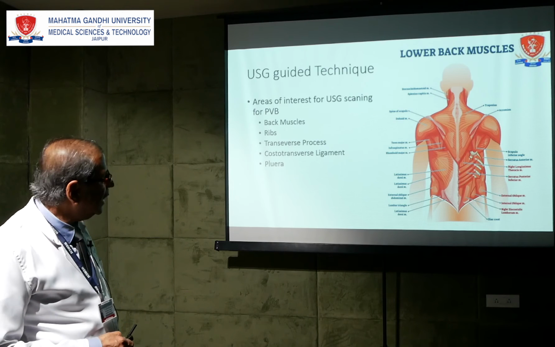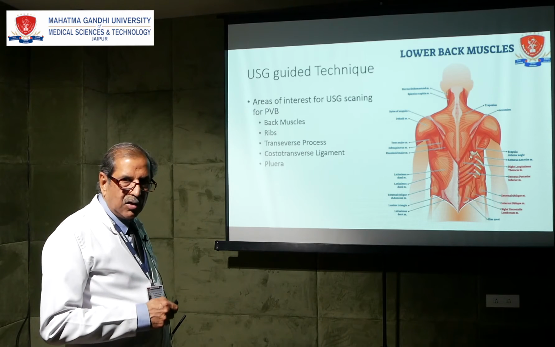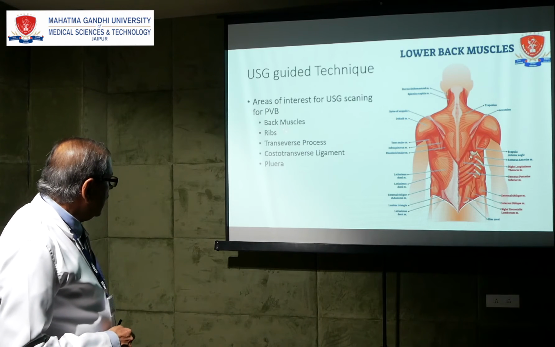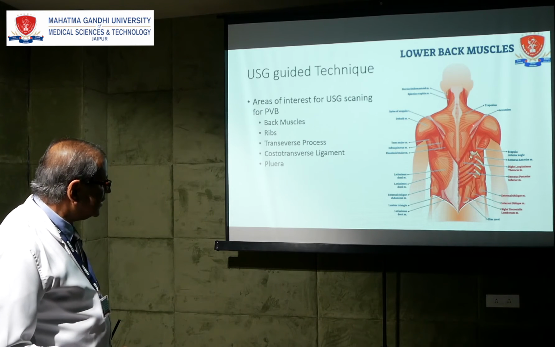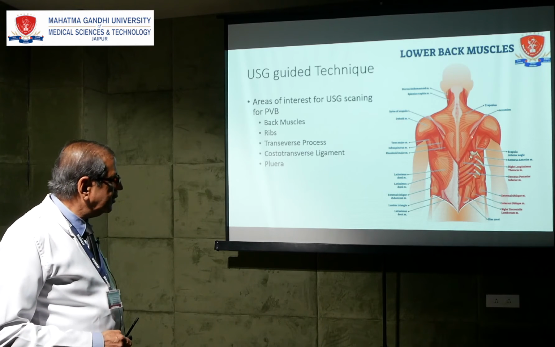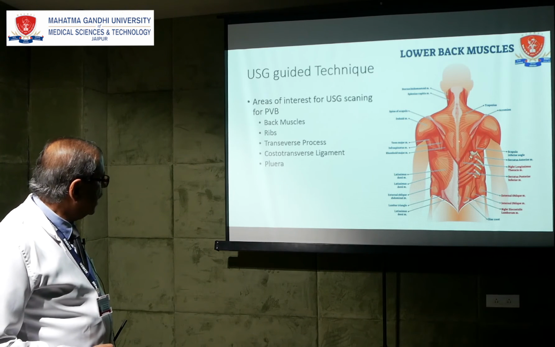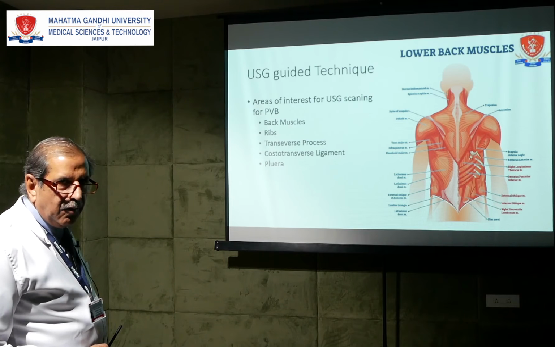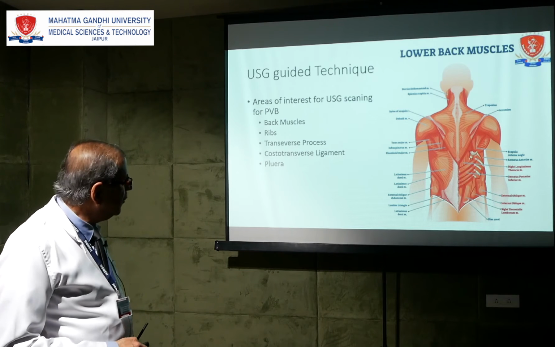You have to identify the 3 muscles which I have mentioned in succession: trapezius, rhomboids, and erector spinae. You have to identify the ribs and the transverse processes. So, you start scanning from lateral to medial. The key point here is that when you see the ribs, they are hypoechoic and rounded, whereas the transverse processes are flatter, with a sine wave sort of square wave pattern.